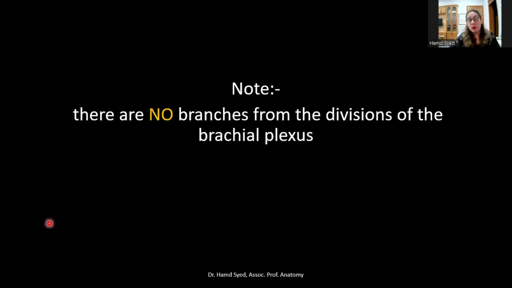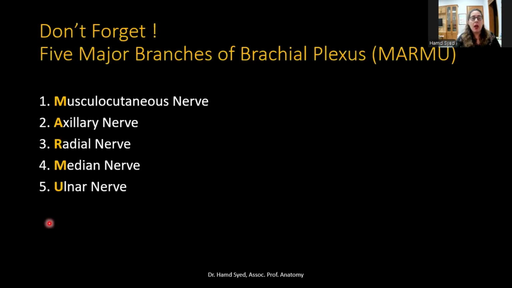We already noticed that there are no branches from the divisions of the brachial plexus. That's a point to remember. And I told you I'll be giving you a mnemonic to remember the major branches of the brachial plexus. For that, you have this 5-letter word you keep in mind, which is M-A-R-M-U, marmu. M stands for musculocutaneous nerve, the A is for axillary nerve, R is for radial nerve, M is for median nerve, and U is for ulnar nerve. So this is the 5-letter word marmu, which will help you remember the major branches of the brachial plexus.